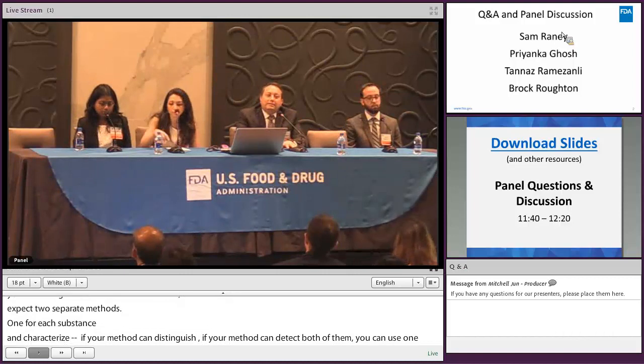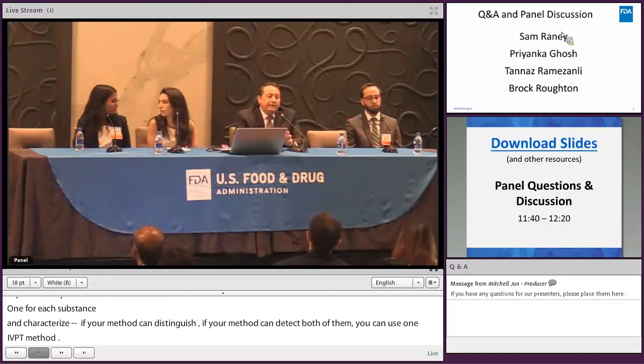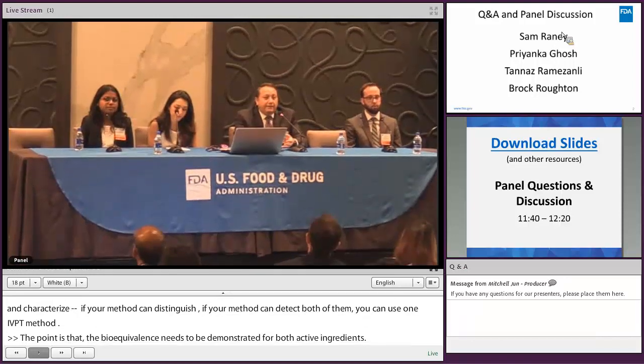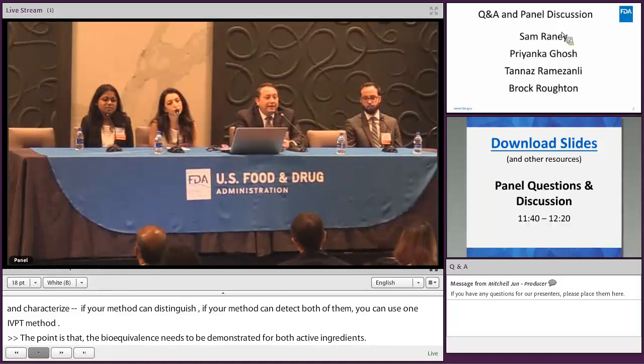So, the point is that the bioequivalence needs to be demonstrated for both active ingredients, both in terms of the release rate as well as the permeation. And if a single IVRT method can evaluate and be validated to evaluate the release rate of both compounds, and likewise a single IVPT method where your analytical method can do the same, then that's not a problem if it's possible.